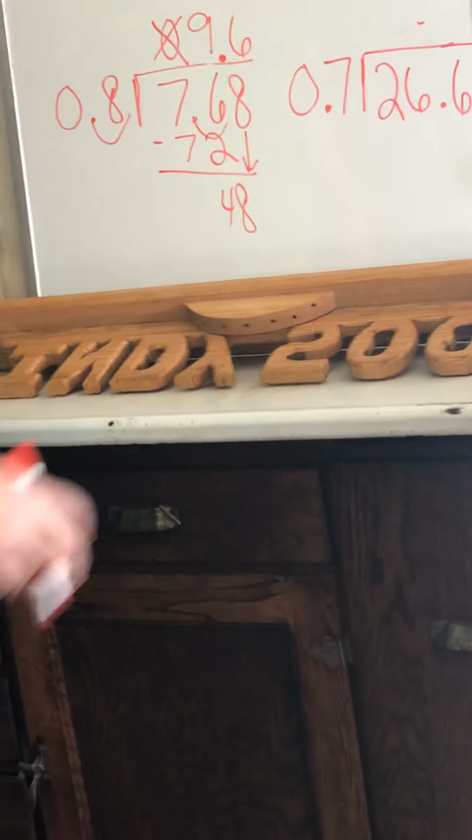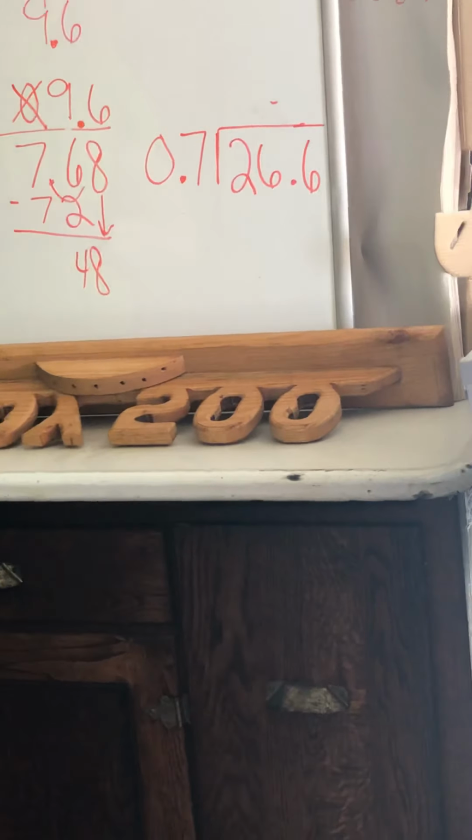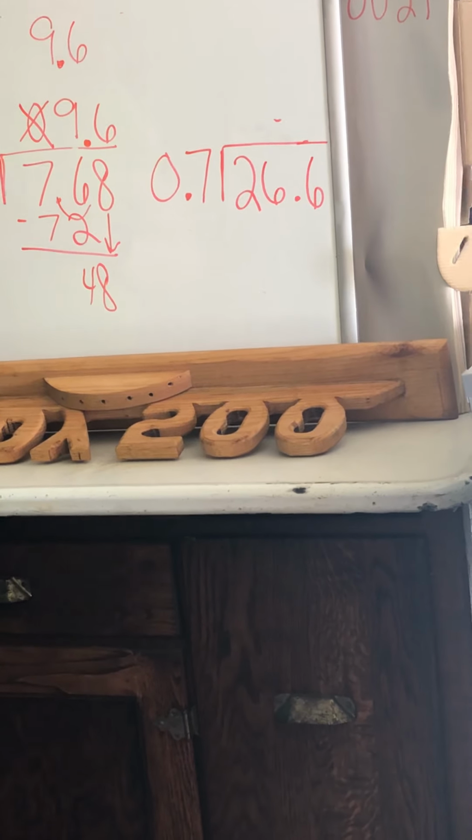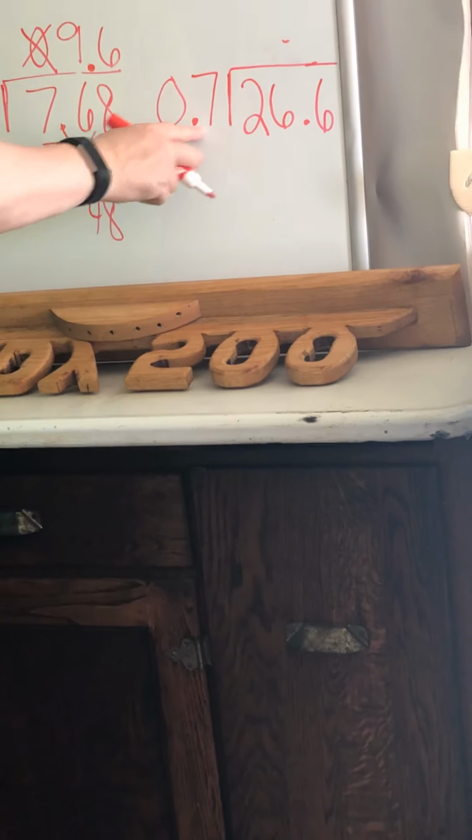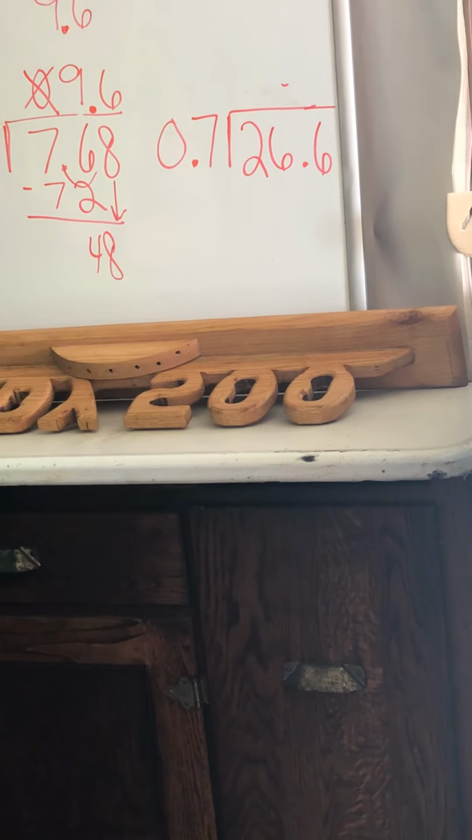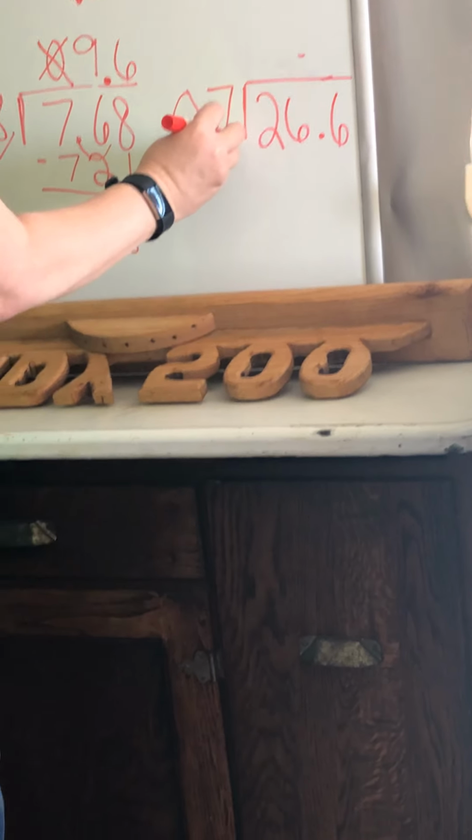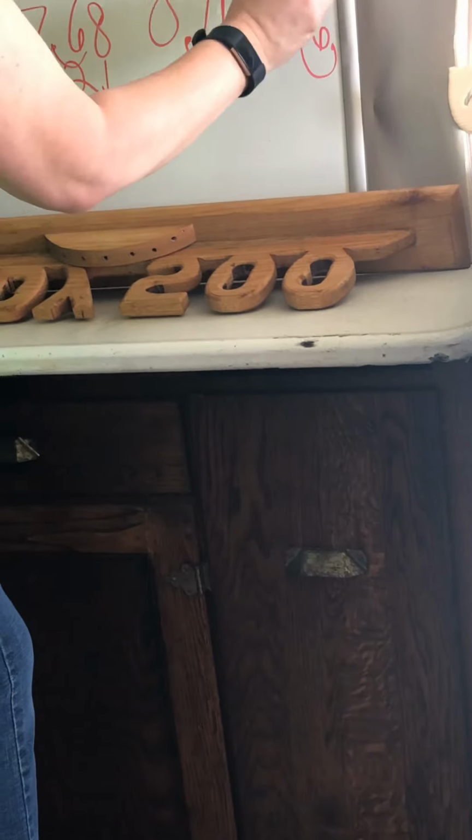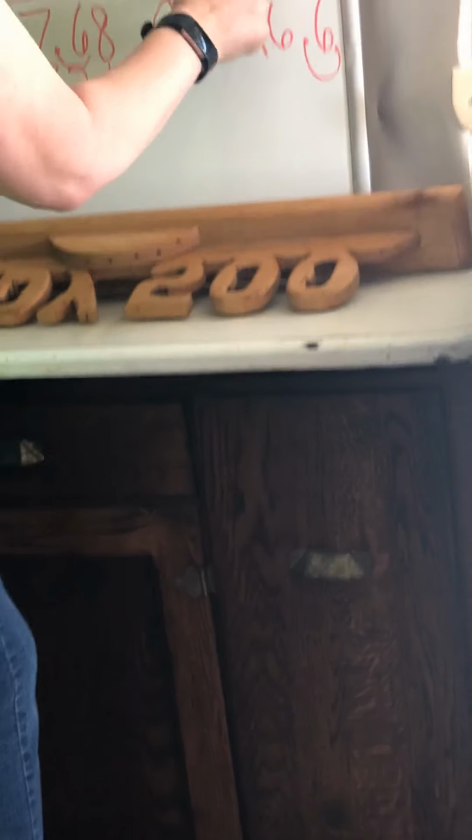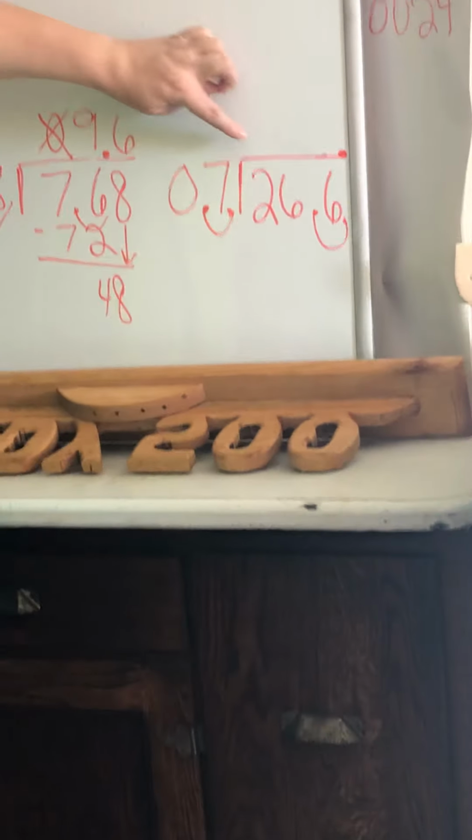Okay, how about this one? 0.7 divided into 26.6. Do I need to move this decimal here on the left? Yes, I do. I need to move it one time to get it over here to the right. I'm going to do the same over here, just move it once, and I'm going to go ahead and place it. 7 cannot go into 2.